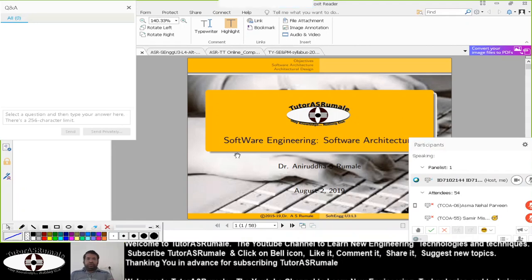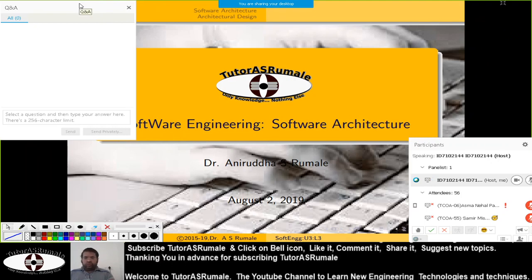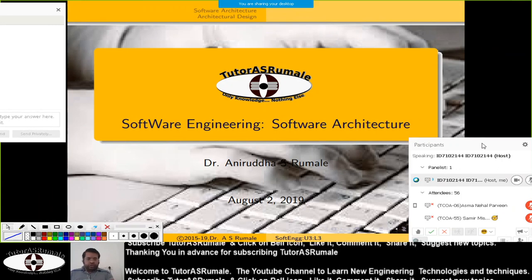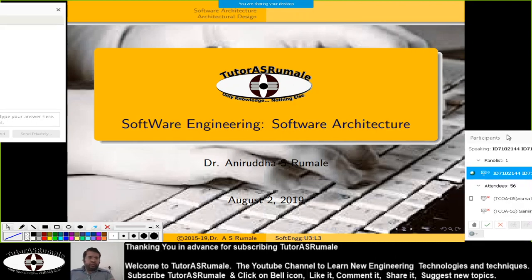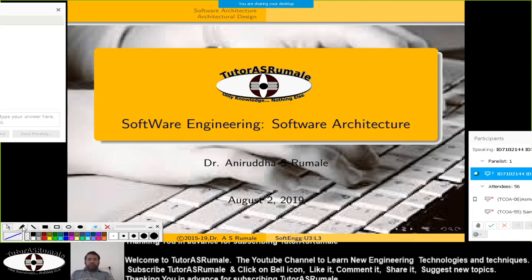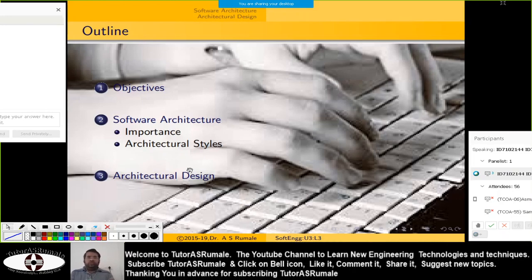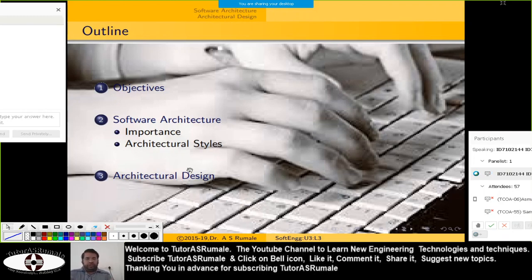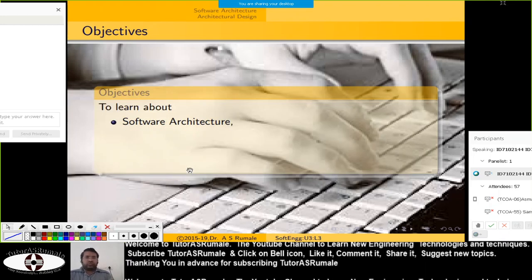For today's lecture, we are going to see what software architecture is. I have already discussed with you that software architecture is the most important thing when it comes to software designing, and there are different types of architectures. So we are going to see those things in today's lecture: first the objectives, then what software architecture is, why it is important, what the different architecture styles are, and what the architectural designs are.